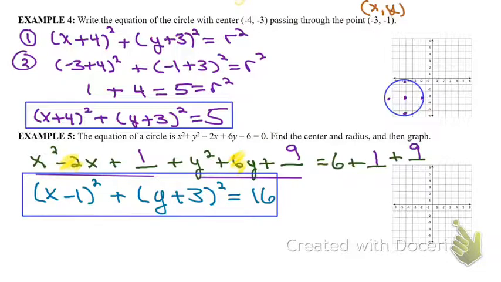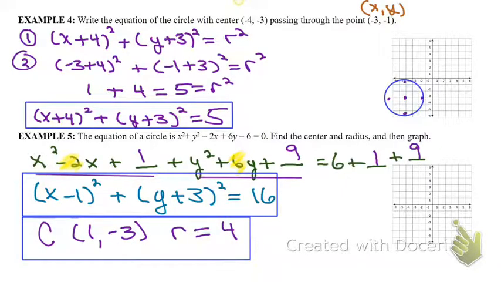And then when you look at y plus 3, you remember, you have to have y minus k. So what number are you subtracting from y? You're actually subtracting a negative 3 in order to get y plus 3. So your k is negative 3. So your center will be 1, negative 3. And your radius is just the square root of 16, 4. Awesome. And then we've been graphing these all day, so I think you can figure out the graph.